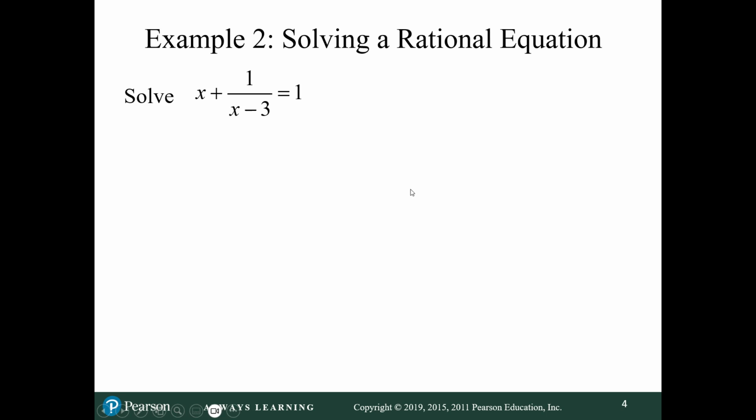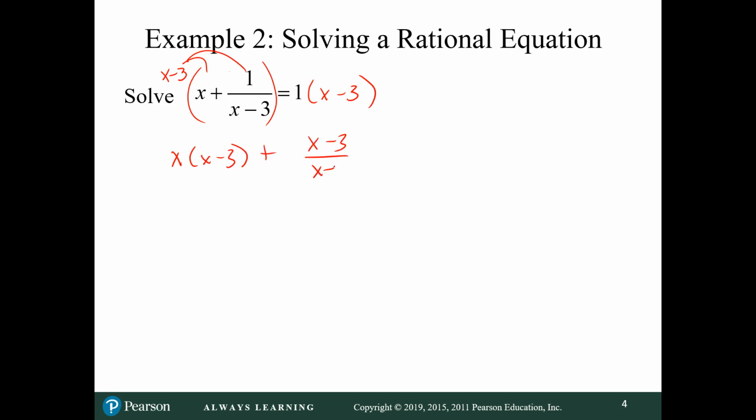Looking at this, since I have a variable in the denominator, I'm going to have to multiply each side by what? X minus 3, what is in the denominator. Okay? So if we do the distributive property, we get x times x minus 3 plus x minus 3 over x minus 3 equals 1 times x minus 3, which is x minus 3.